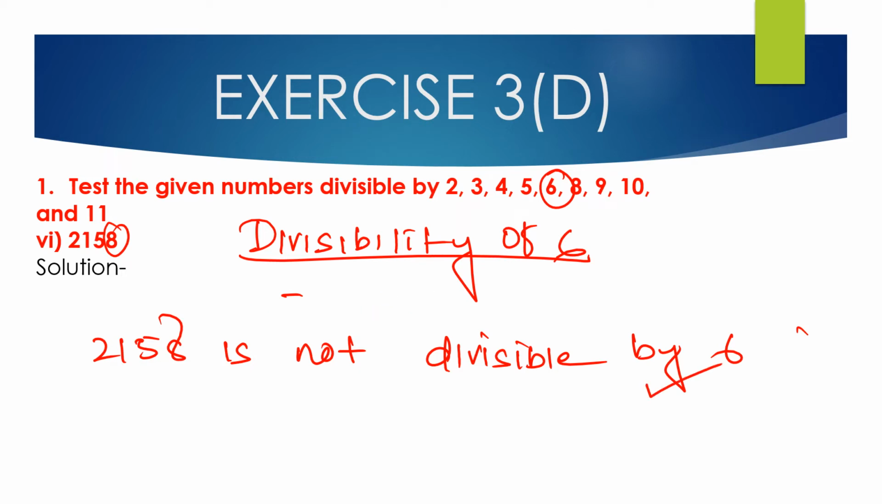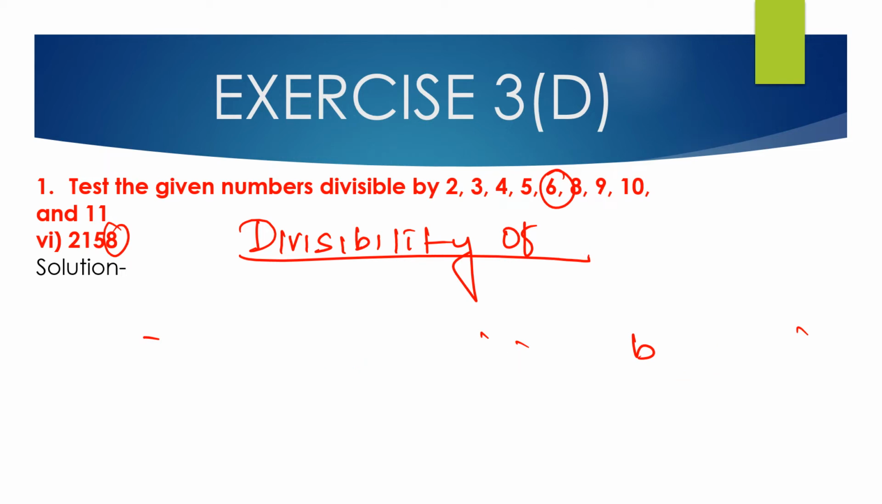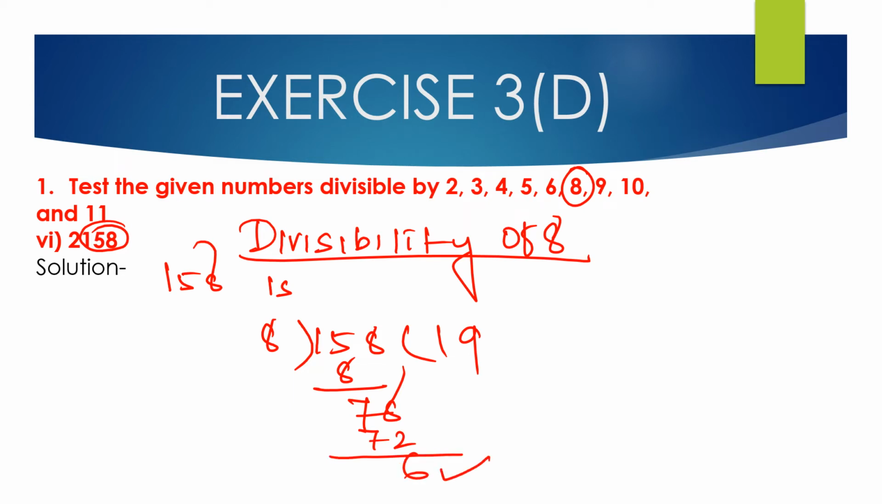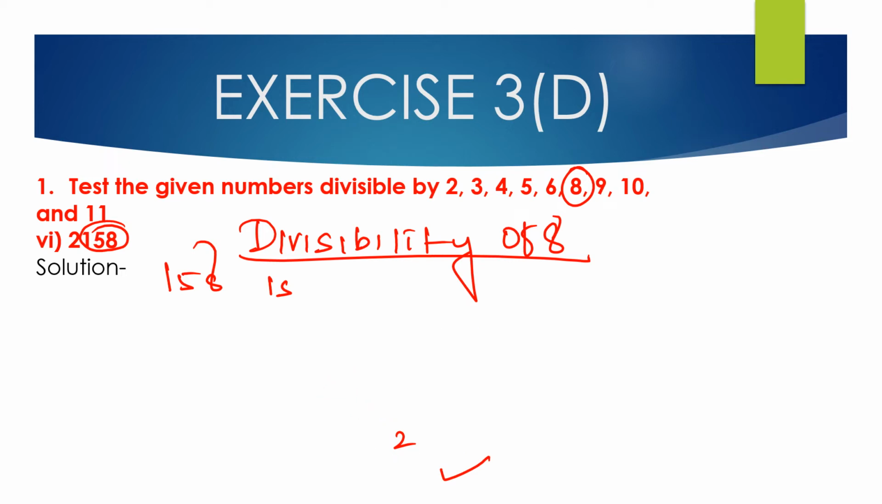Now we will check the number 2158 is divisible by 8 or not. Divisibility of 8. We know if the last 3 digits of any number are divisible by 8, then the number is divisible by 8. Here the last 3 digits of the number 2158 are 158, and we have to check whether 158 is divisible by 8 or not. Divide 158 by 8. 8 1s are 8, 15 minus 8 is 7, 8 9s are 72, and the remainder is 6. So 158 is not divisible by 8.